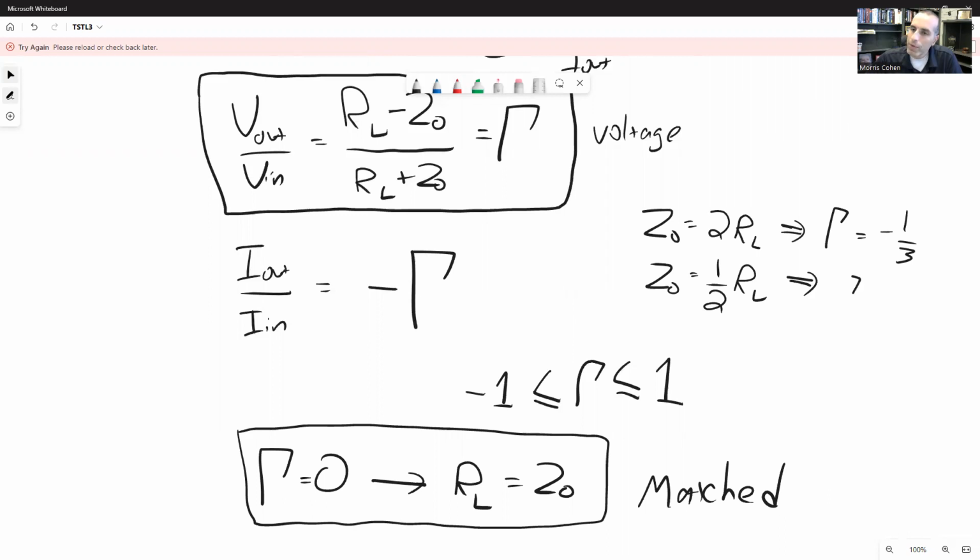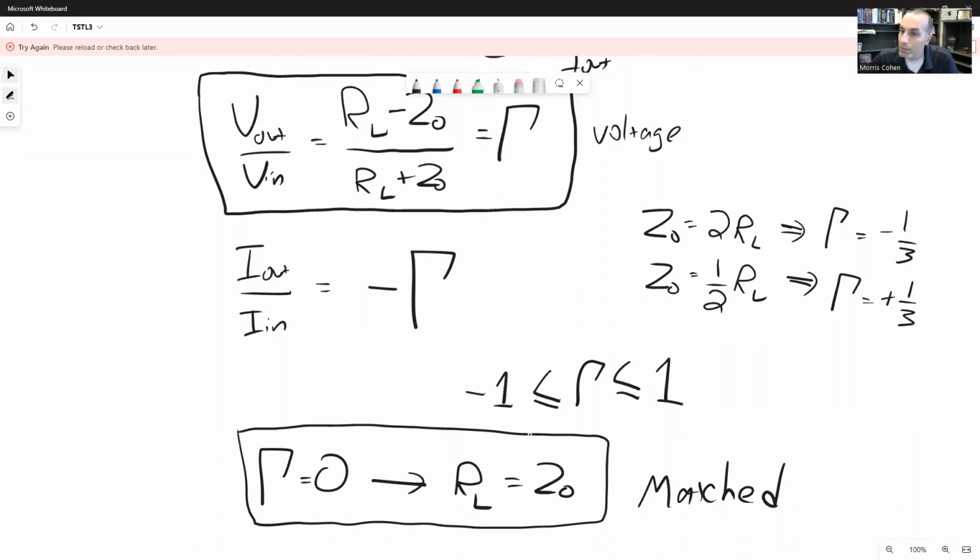That works out to a value of gamma of +1/3. So the absolute value of gamma basically tells us something about how far apart in multiplication the load and the line are from each other. And the sign basically tells you which one is bigger and which one is smaller.